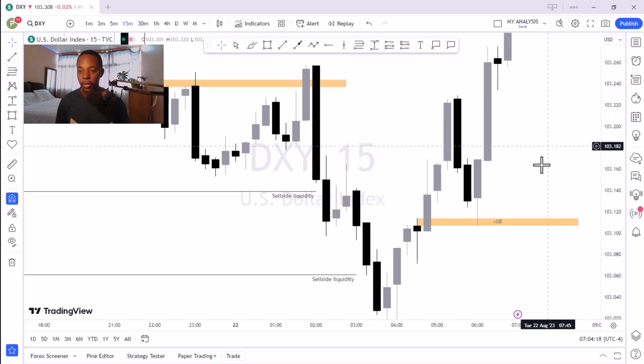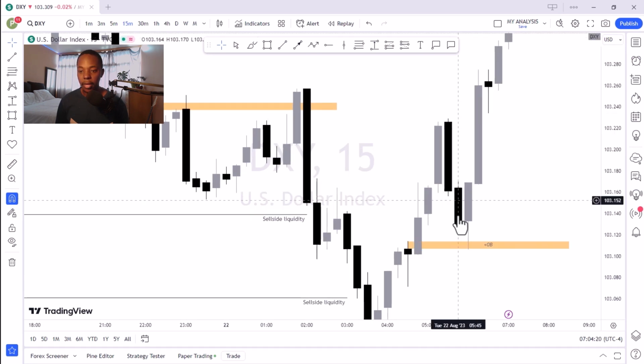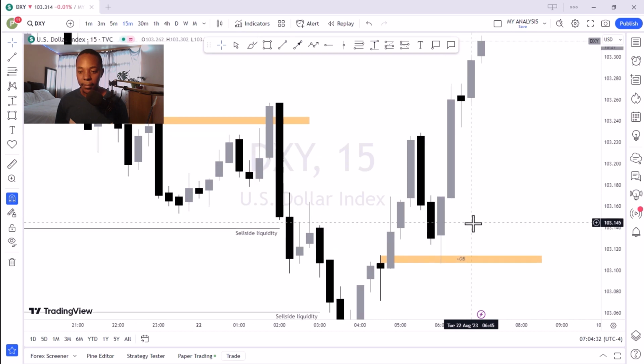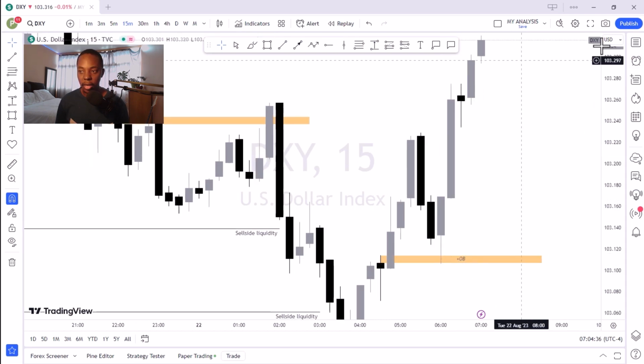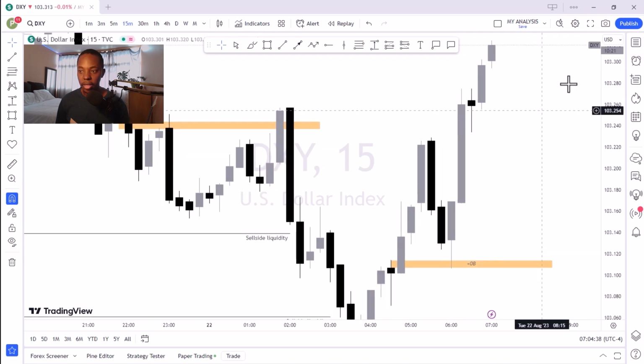We already created this order block, went up here, and then we dipped and came back. Before price got there, I was waiting for it to come into this order block. I wanted to buy the USD, and I had two analyses there. With that information, I was expecting the dollar to start buying, which it is.